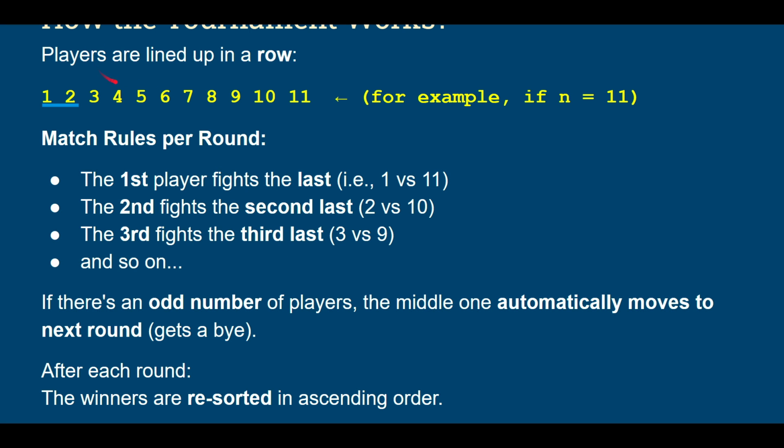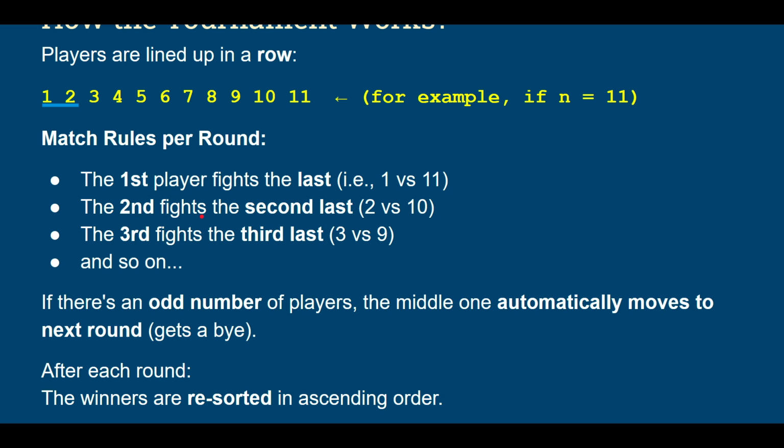So how does the tournament work? Let's suppose we have players lined up in a row like this: player 1, 2, 3, 4, up to 9, 10. For example, n is 11, so there are 11 players. How do the match rules work per round? The first player fights the last. So it is 1 vs 11.